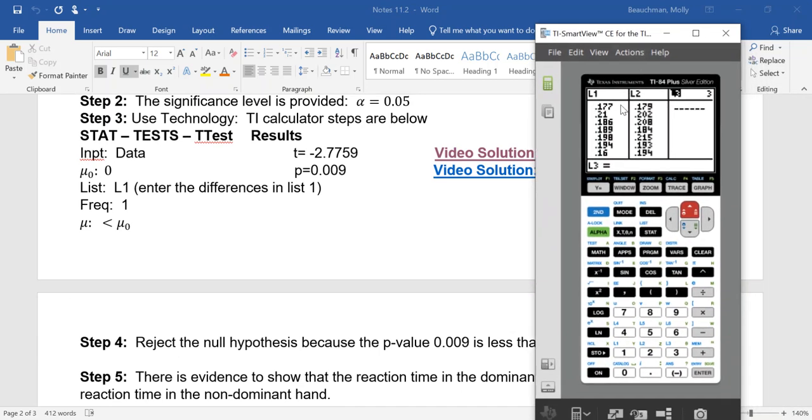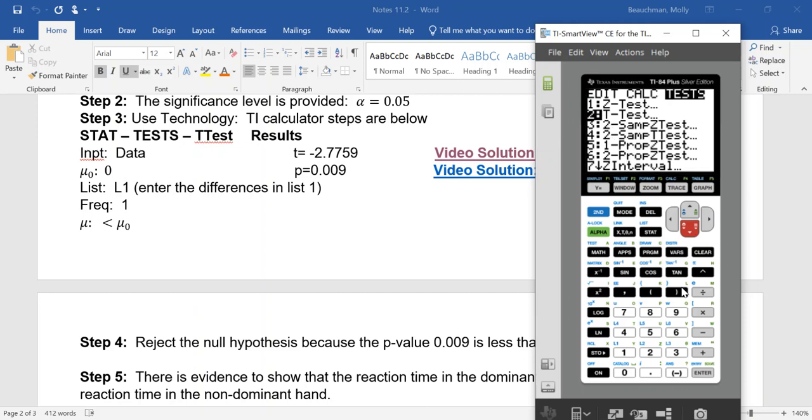I have the values typed in. I'm going to real quickly find the differences in list 3. And for list 3, I'm going to type, I want list 1 minus list 2. So my differences are in list 3. So I'm going to go quit, stats. We're running just a regular t-test.